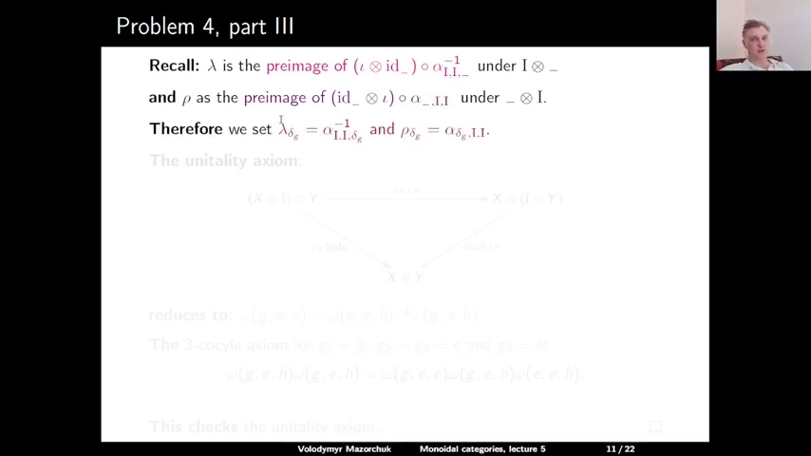Looking at these formulas, we get that the left unitor evaluated at delta g should be the inverse of the associator for the identity, delta g.